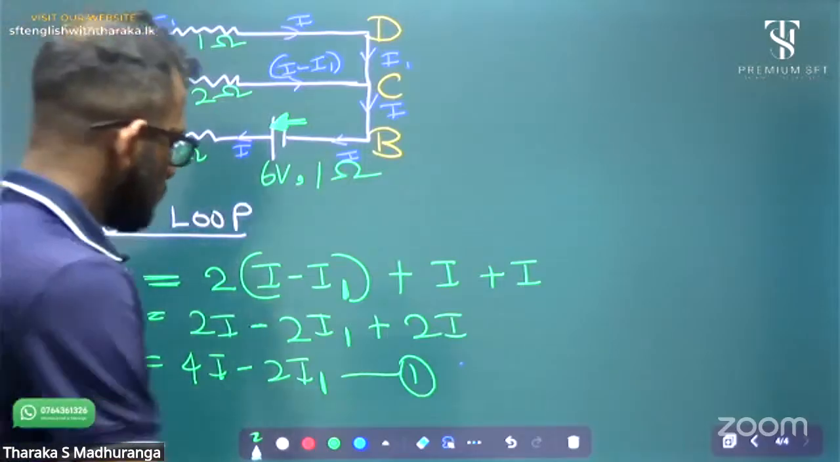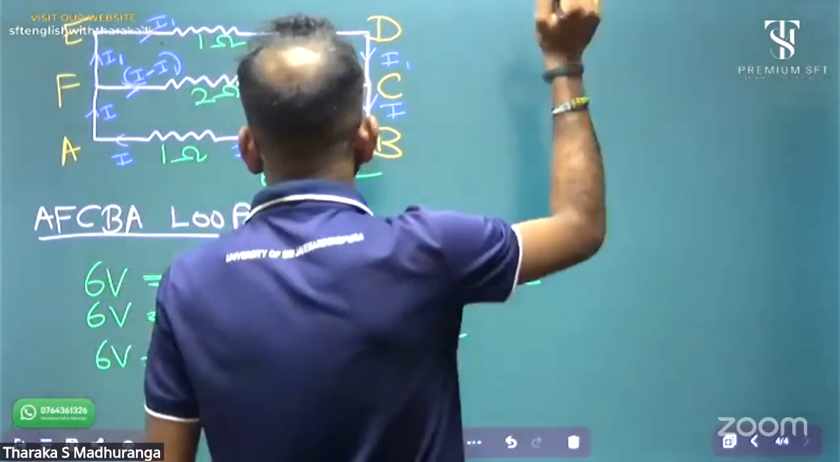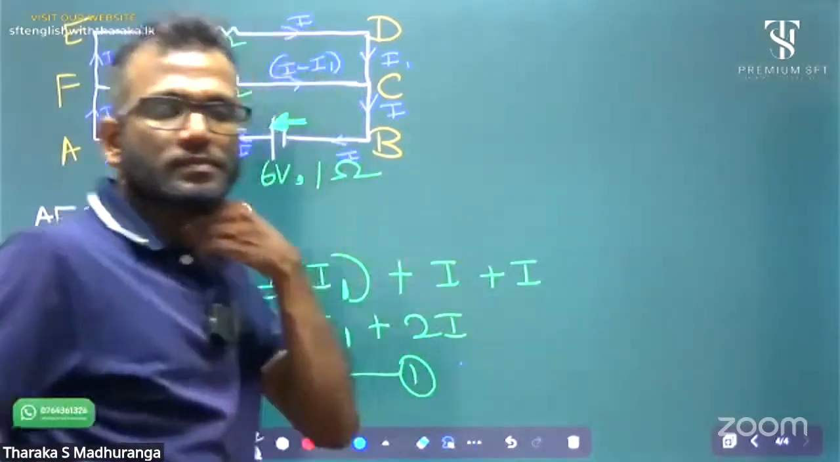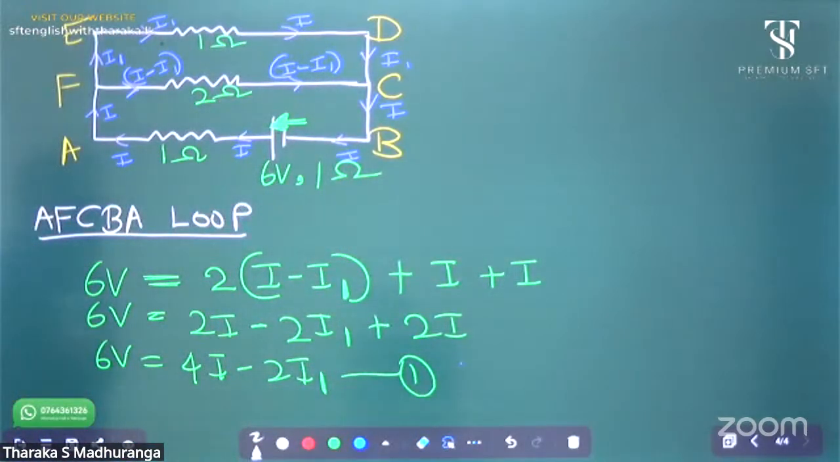Okay, tell me another loop on this circuit. Another complete loop to apply Kirchhoff's second law. Dehini, tell me another loop.